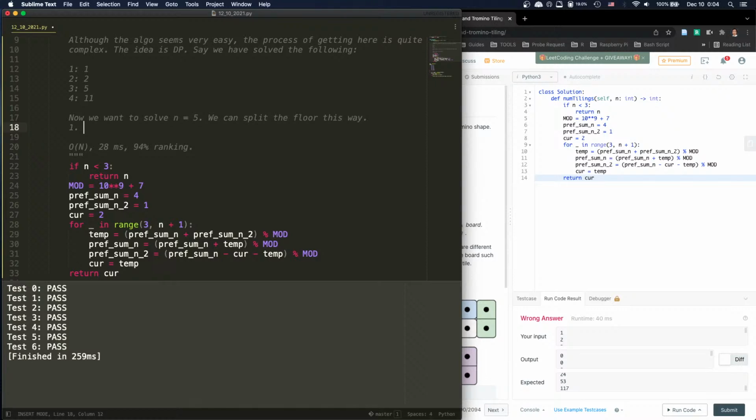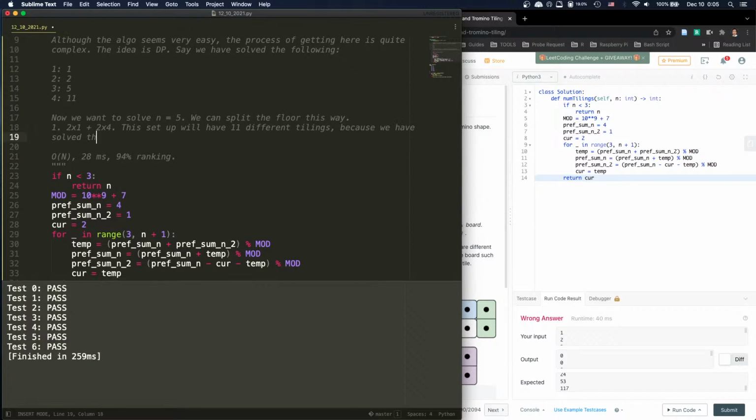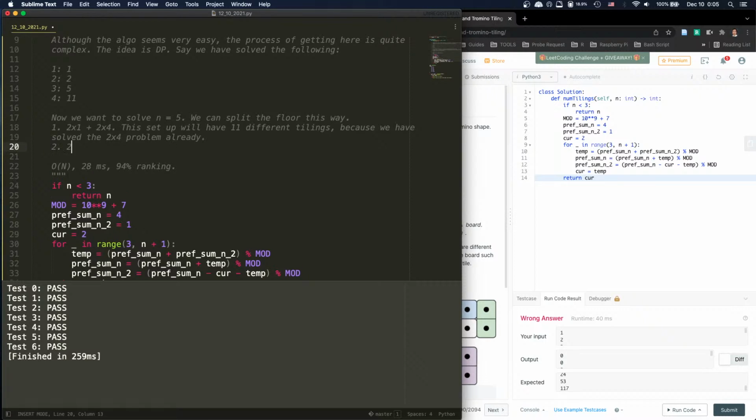First, split. So we can have a 2 by 1 plus a 2 by 4. All right. This setup will have 11 different tilings because we have solved the 2 by 4 problem already. Second, a 2 by 2 plus a 2 by 3.